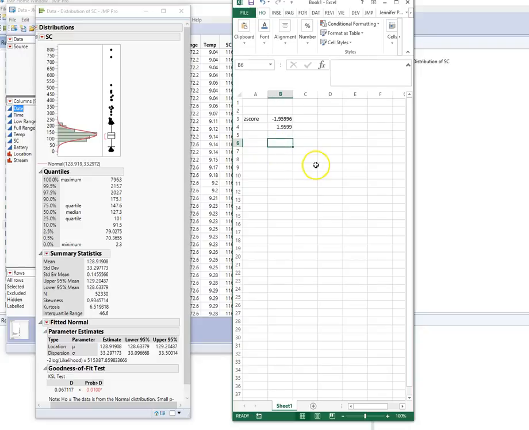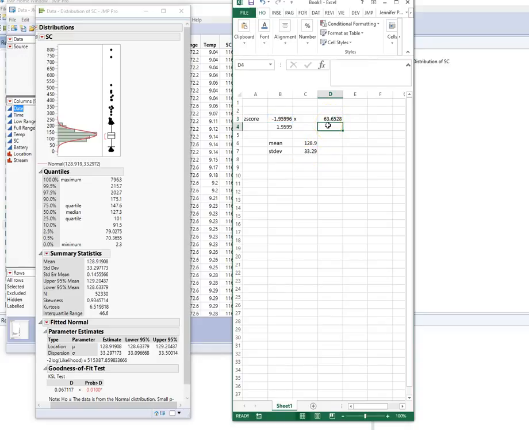I now need to know the actual data values associated with those, so I'm just going to transfer over some information. My mean for this data was 128.9, and my standard deviation for this data was 33.29. And I'm going to now just use the calculation to get my x value. I'll do it up here for my upper threshold. It was my z-score times my standard deviation, and then I was going to add my mean. That gives me the lower value.